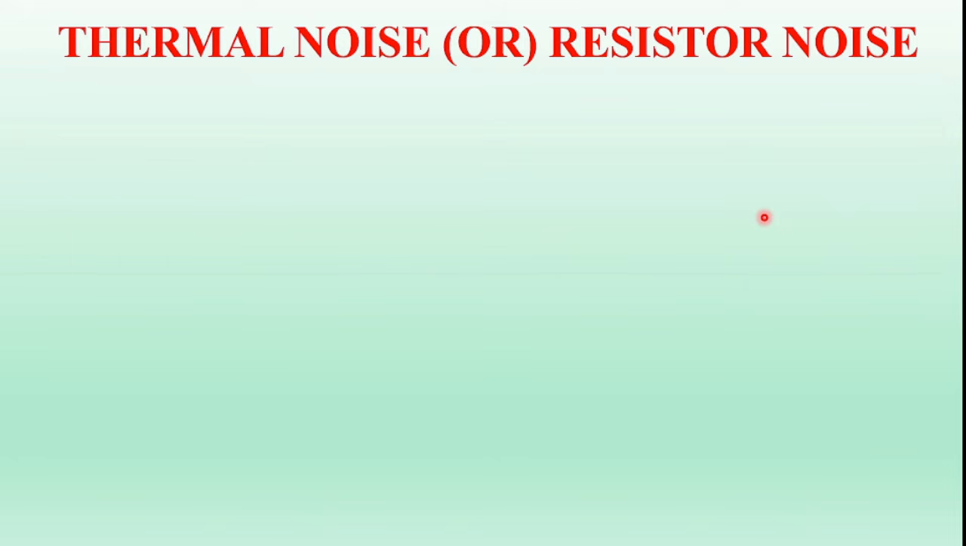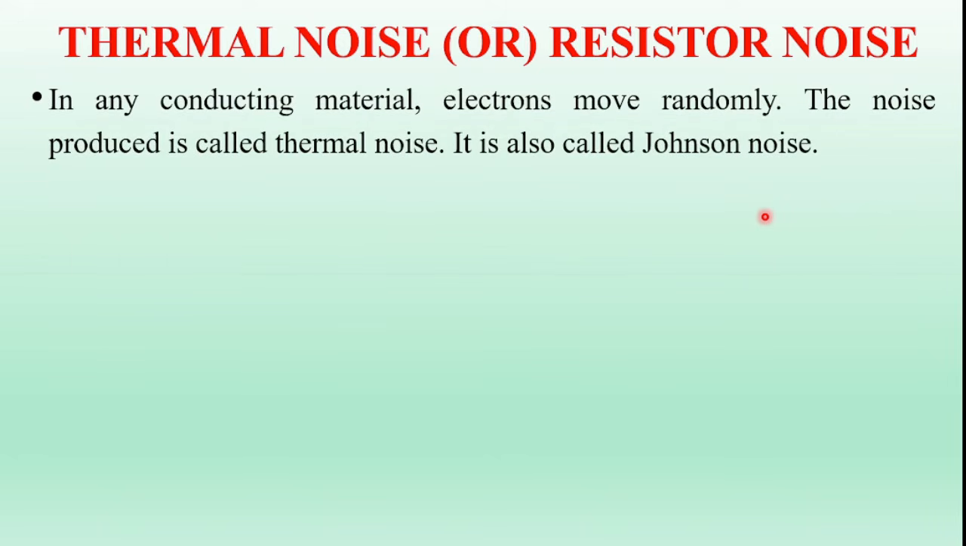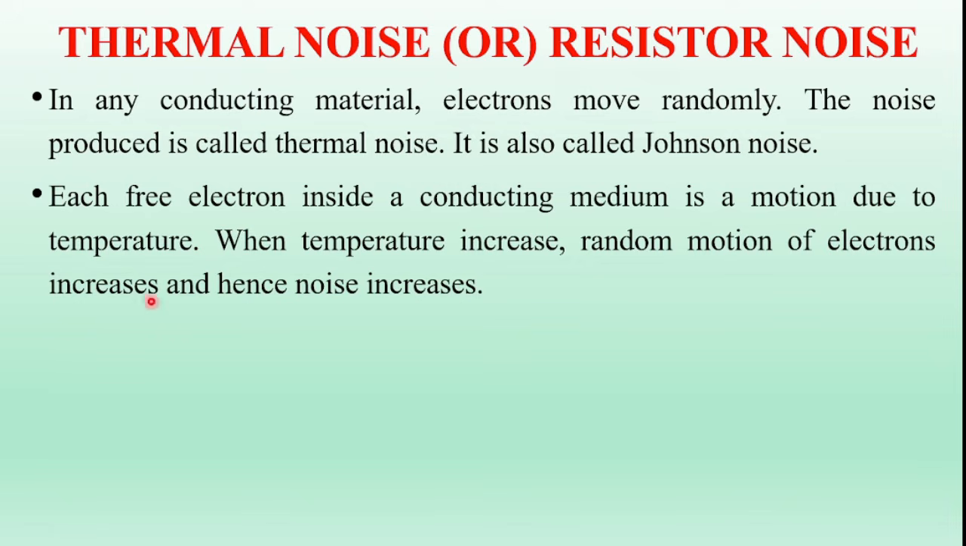Next, we are going to discuss thermal noise. Thermal noise is also called resistor noise. What is thermal noise? Thermal noise, or Johnson noise: in any conducting material, electrons move randomly. The noise produced is called thermal noise. So this thermal noise is also called Johnson noise. Each free electron inside a conducting medium is in motion due to temperature. When the temperature increases, the random motion of electrons increases and hence noise increases.